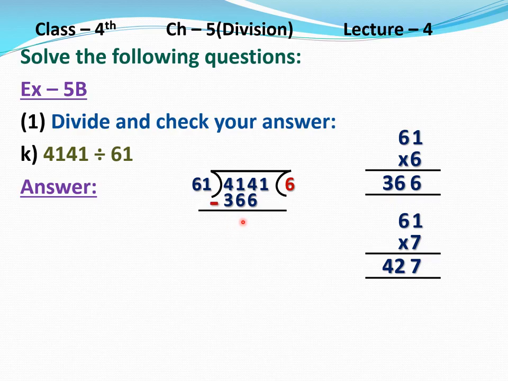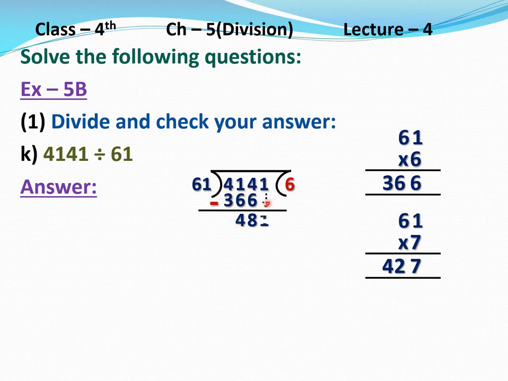Now we will do subtraction. See, 4 minus 6 is not possible. Why? Because 4 is less than 6. So we will borrow from this 1. This 1 will become 0 and this 4 will become 14. 14 minus 6, 8. Okay, now see 0 minus 6 is not possible. So we will borrow from this 4. This 4 will become 3 and this 0 will become 10. 10 minus 6, 4 and 3 minus 3, 0.